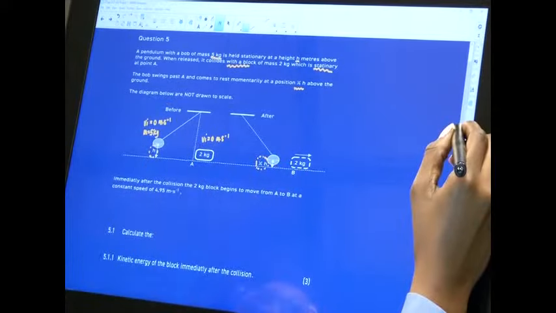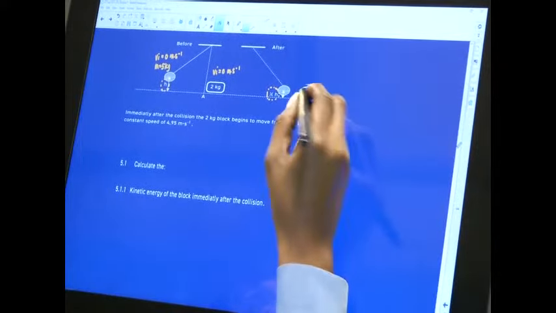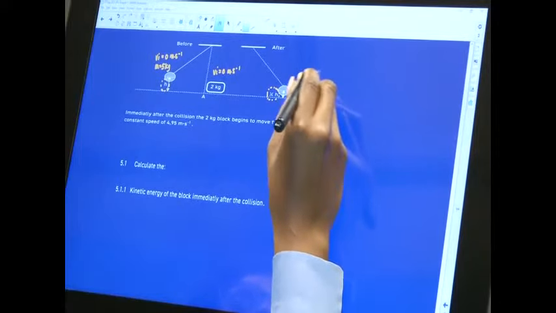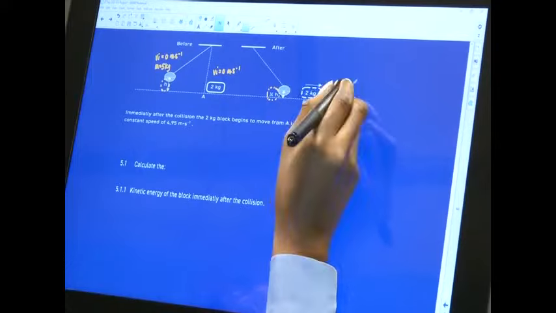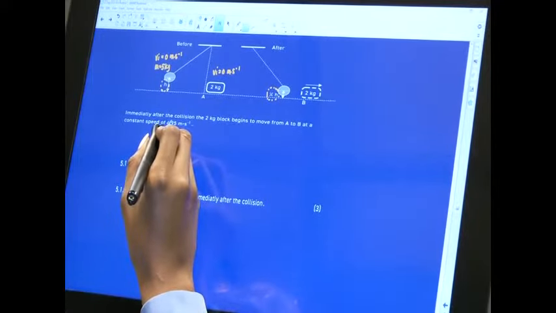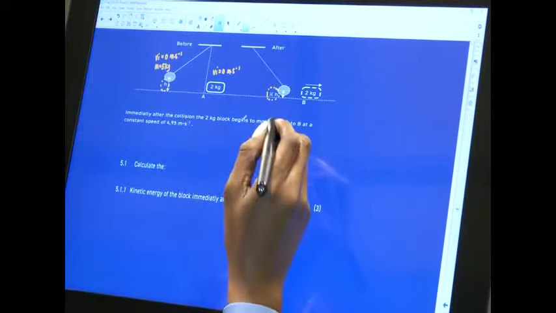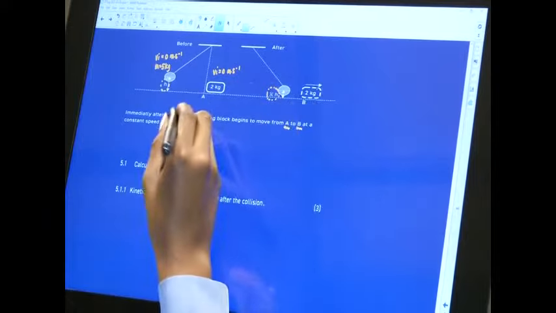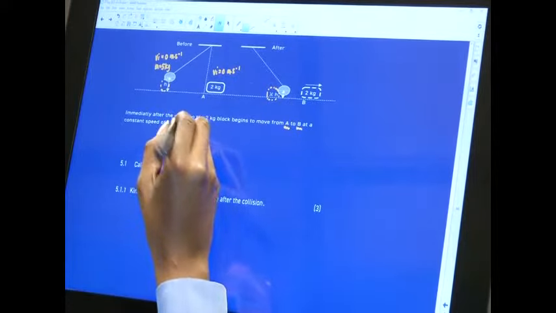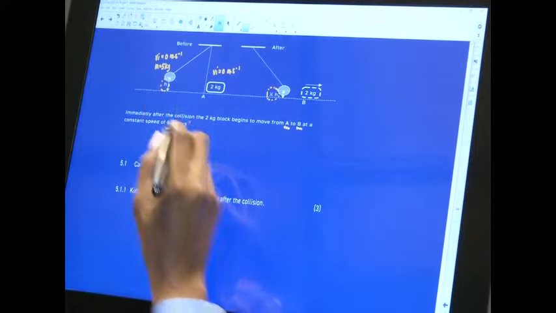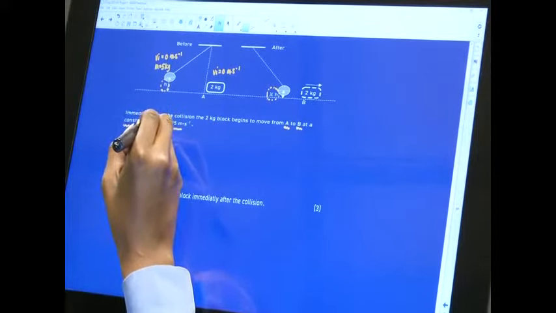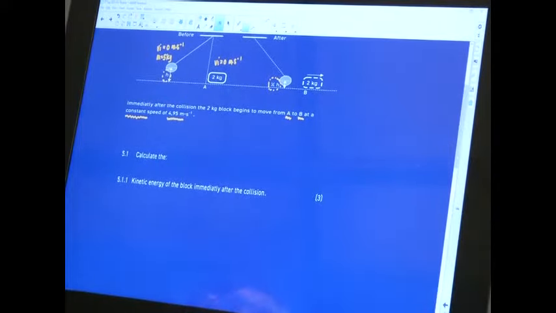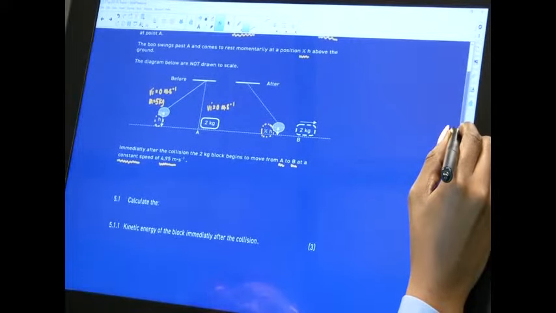And so the diagram is not drawn to scale, and this is what's happening, and I can see that the block is moving in this direction. I know that because this is a vector. Remember, we show vectors in physics with an arrow, and it's pointing in that direction. So immediately after the collision, the 2 kilogram block begins to move from A, which was at rest, to B, wherever B is, at a constant speed of 4.95 meters per second to the exponent -1. I know that if speed is constant, or constant velocity, then acceleration is therefore 0. So that's me looking and analyzing my entire diagram.